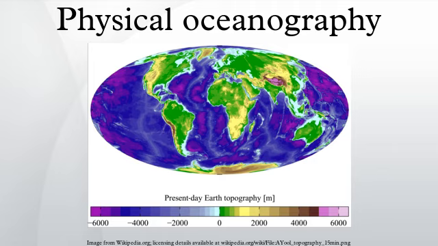Kelvin waves are known to have very high speeds, typically around 2–3 meters per second. They have wavelengths of thousands of kilometers and amplitudes in the tens of meters. Rossby waves.